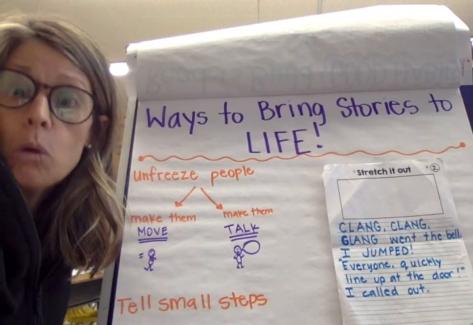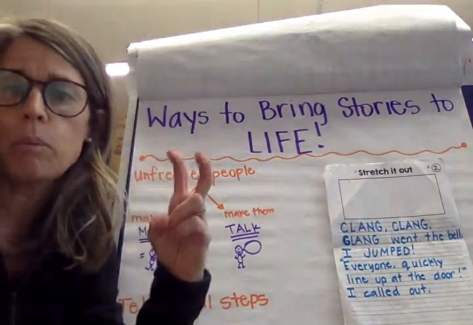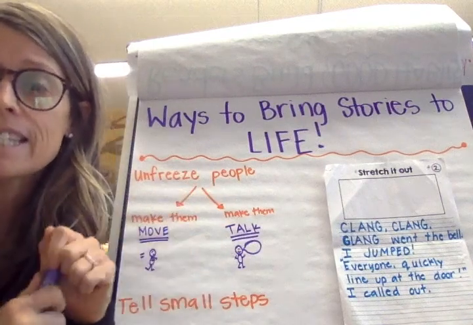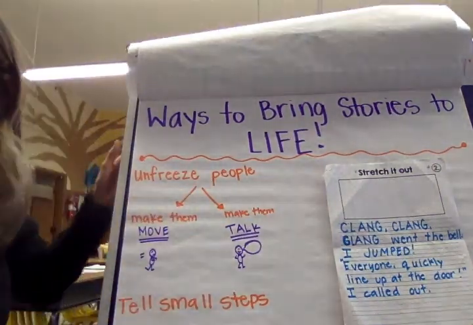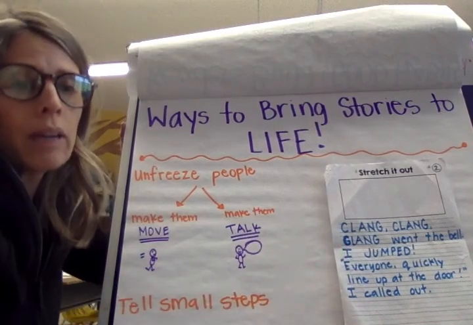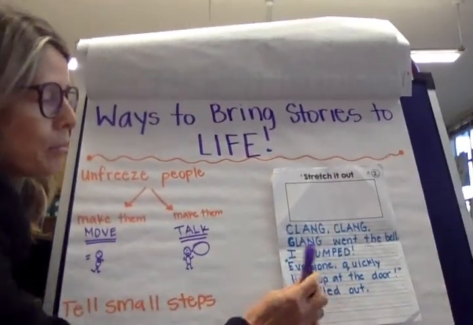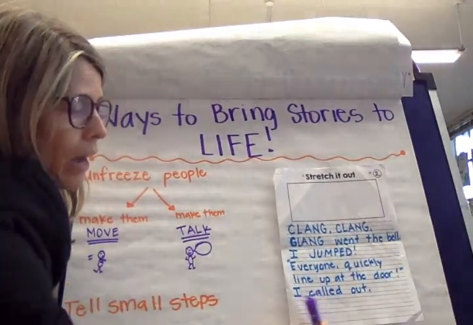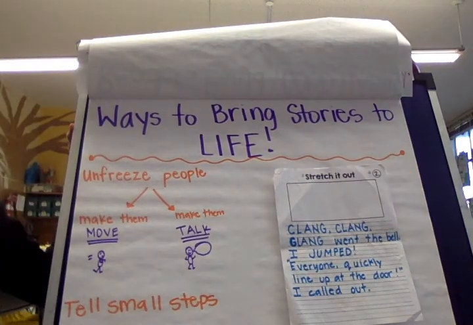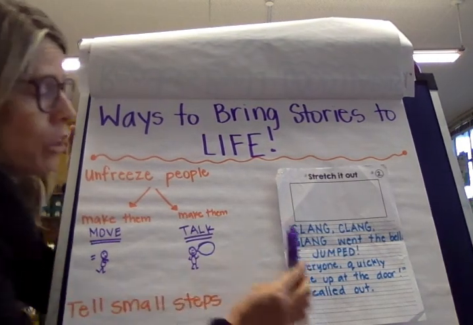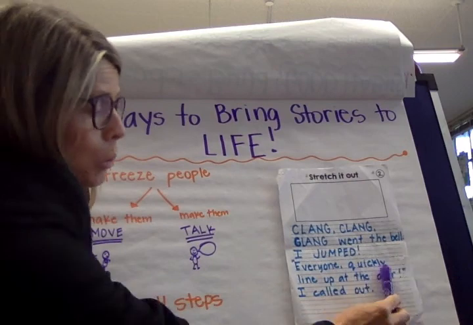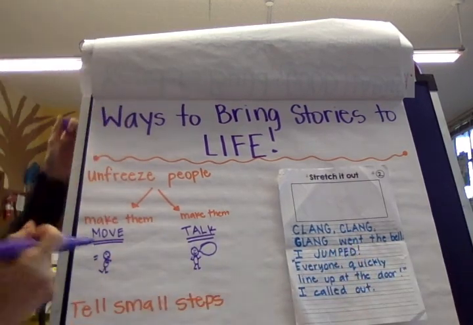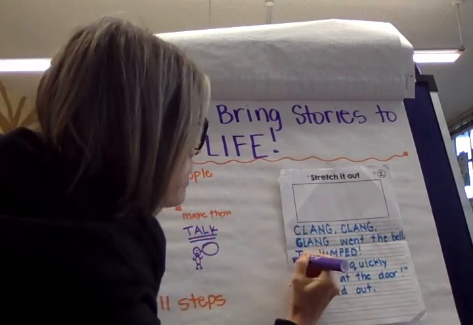We have something called quotation marks, and that's the part we put around their actual words, the actual things that they say. So let me give you an example of that. In my story, I have right here, "Everyone, quickly line up at the door," I called out. Now, the part that I'm saying as a teacher is, "Everyone, quickly line up at the door." So, I don't know if you can see it because I have it in blue, but I have these little quotes.